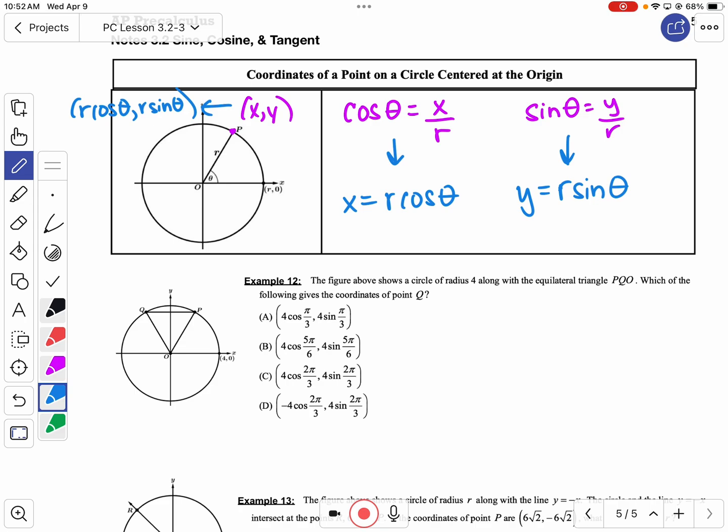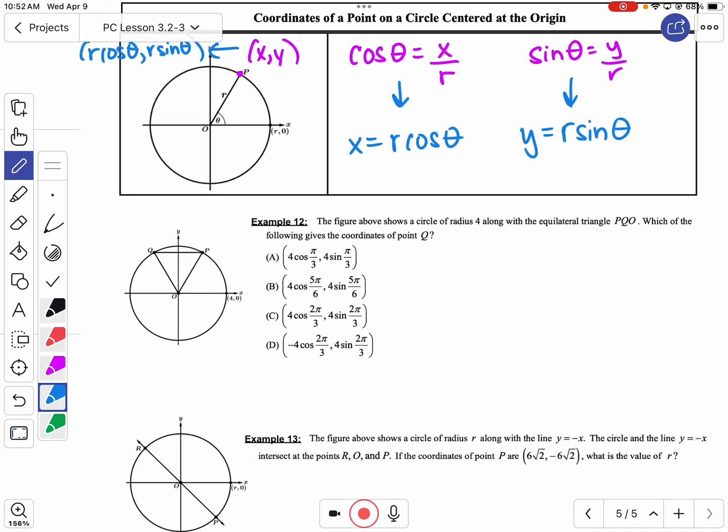All right, and it just comes from those trig relationships we had earlier, where we married the two together. Cosine is x over r, sine is y over r, so x is r cosine, y is r sine. So let's put these two to practice.